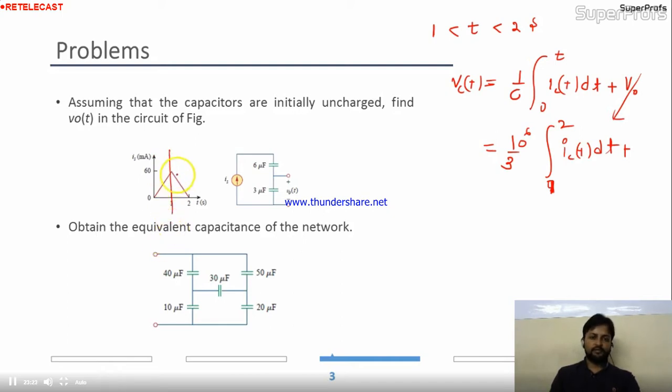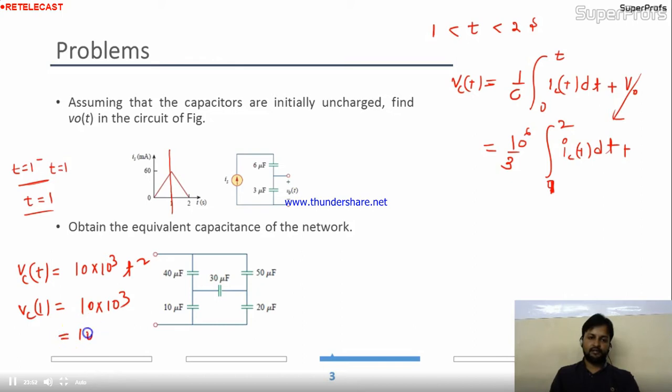T equal to 1. So before 1, it was the initial condition. If they are changing at t equal to 1, then at t equal to 1 minus is the initial condition. So we have to check the value at t equal to 1. That is nothing but the initial value. In the last voltage equation, we got 10 into 10 to the power 3 into t square. I need the value of this at t equal to 1. So this is nothing but 10 to the power 3. So this is 10 to the power 4 volt. So here the initial value is 10 to the power 4.